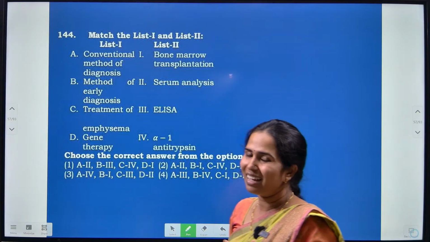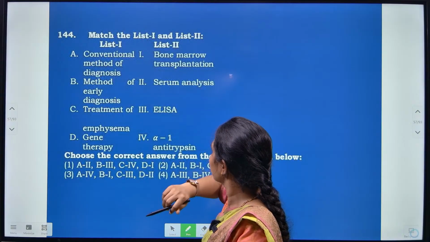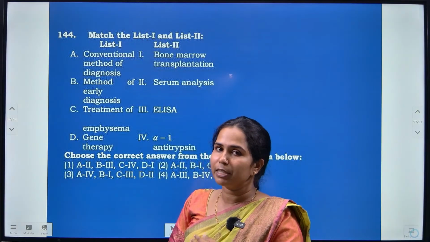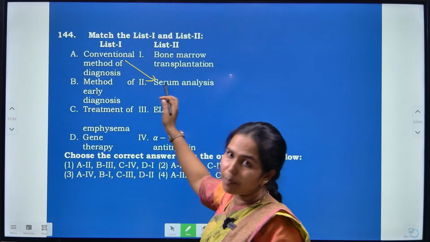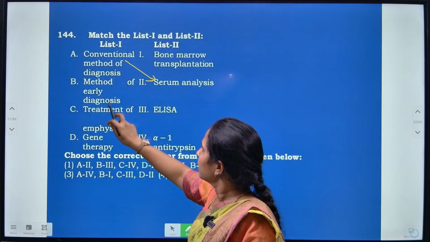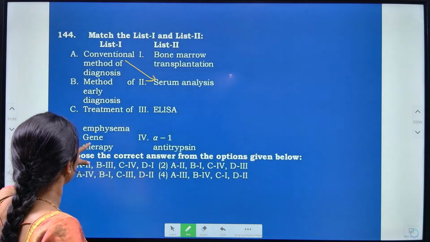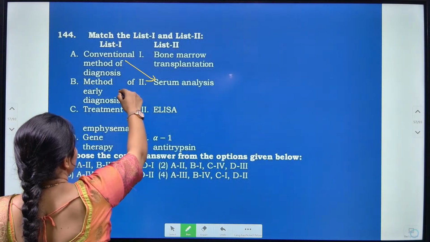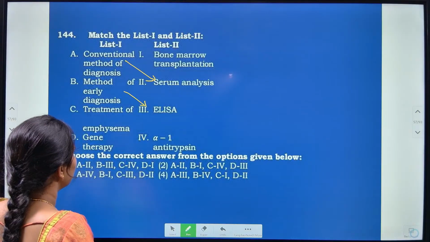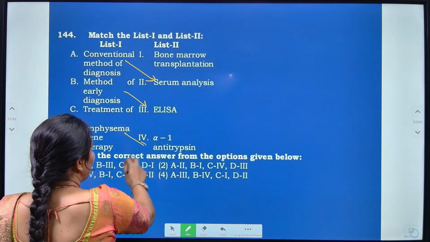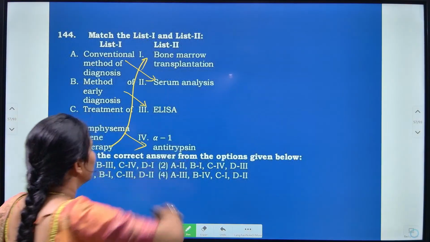So here these are the techniques of detections. Conventional method of diagnosis. The very conventional method of diagnosis of any disease is the serum analysis. When you go to hospital the serum analysis takes place first. Then the method of early diagnosis is ELISA, that is enzyme linked immunosorbent assay. Then the treatment of emphysema is done with alpha-1 antitrypsin, and the gene therapy is the bone marrow transplantation.